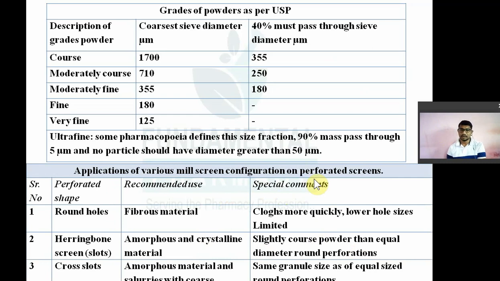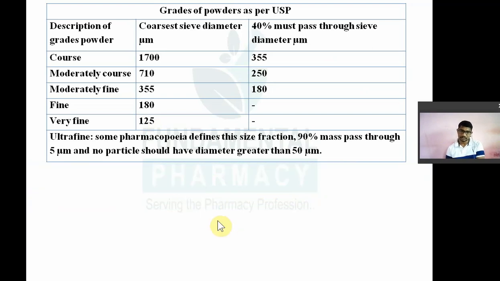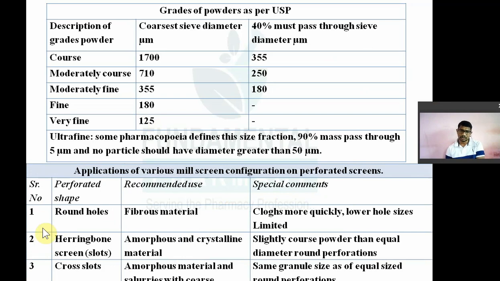The screen, the sieve, and the screen on top of the sieve. So what are the different shapes of that screen? That has been described over here. Perforation: shape of perforation. The screen might have round holes in the sieve, herringbone type of slots, or cross slots. These three types of perforations you will normally find on the sieve.